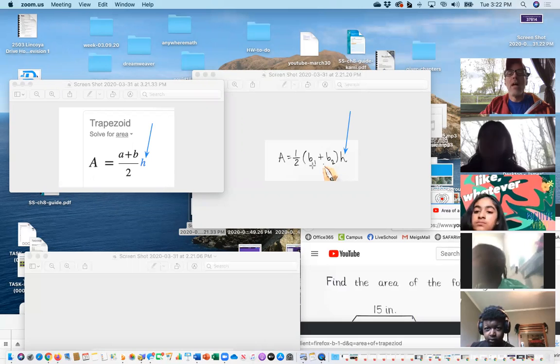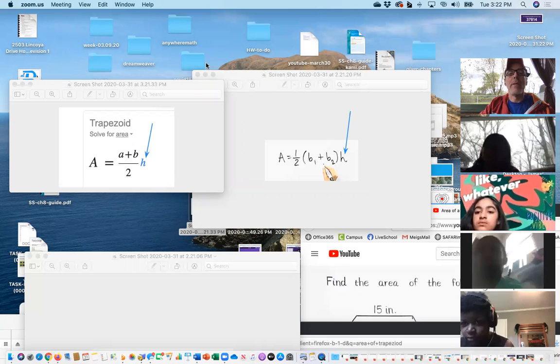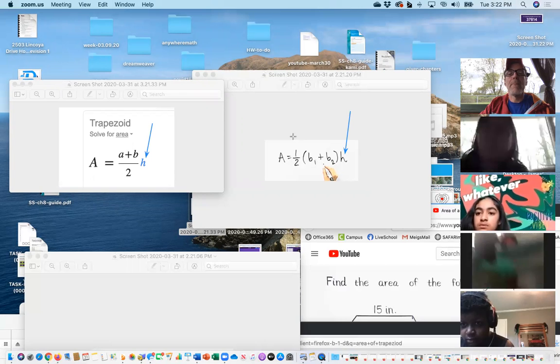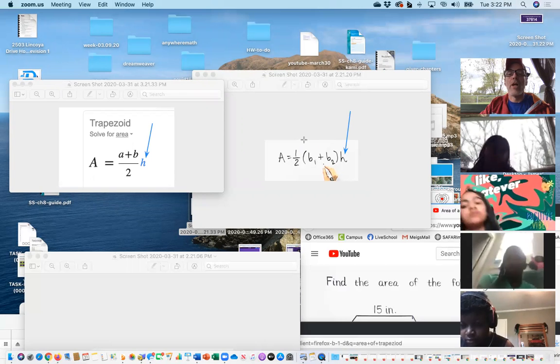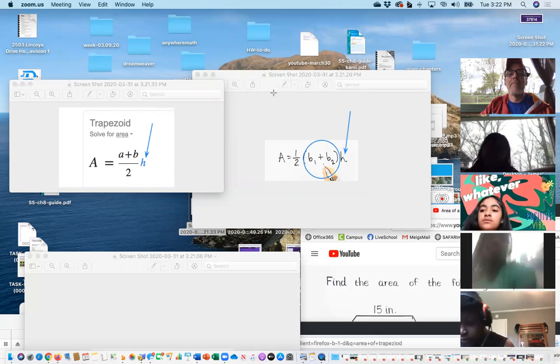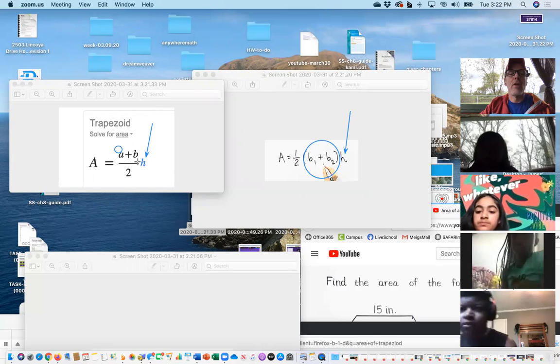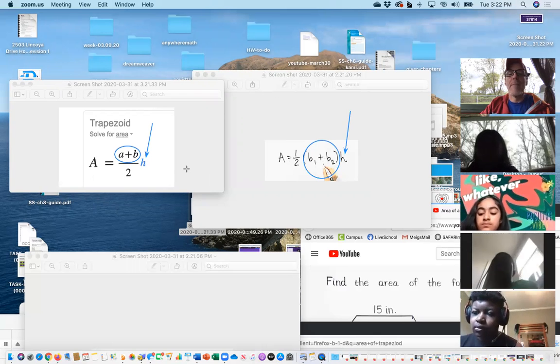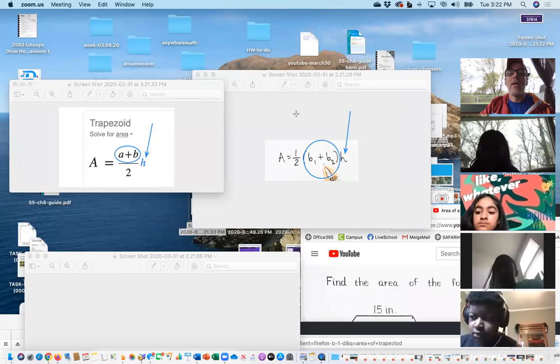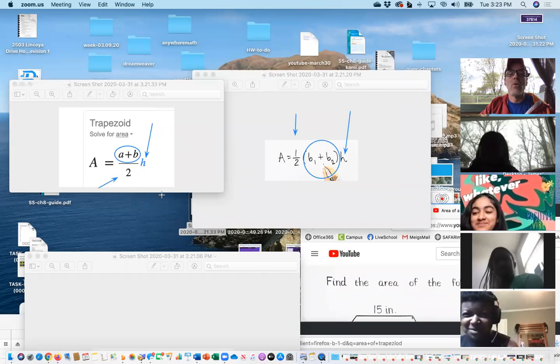Do you see A plus B right here? Okay, let me circle that. Y'all agree that's A plus B? And here it is over here. Agree? You see that? And do we all also agree that times 1/2 is the same as divide by 2?